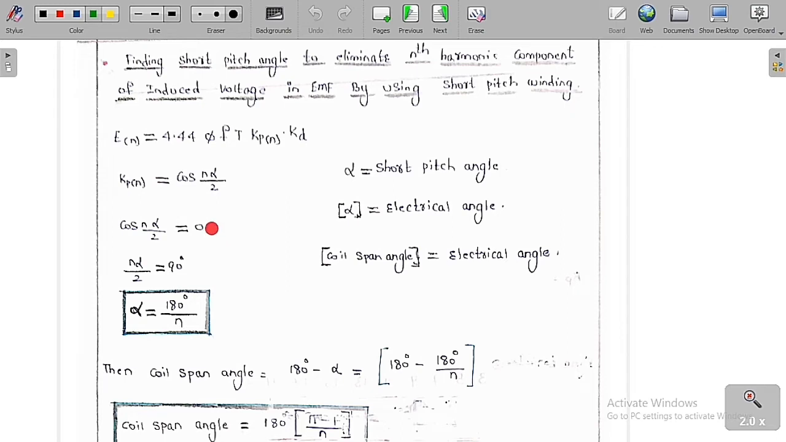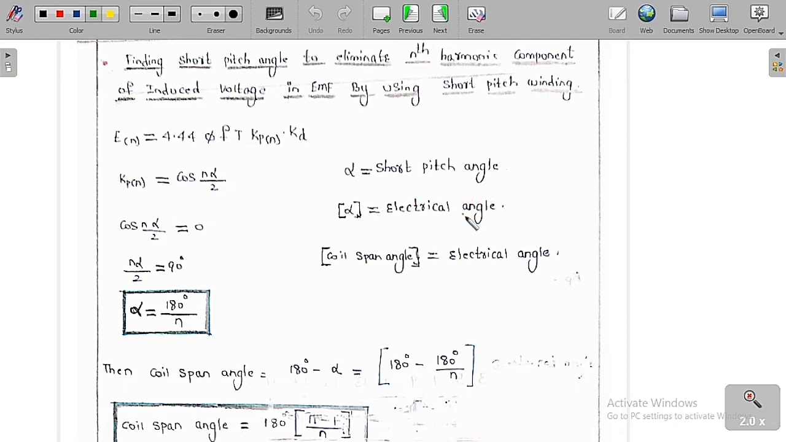Cos is 0 whenever the angle is equal to 90 degrees. So therefore n alpha by 2 is equal to 90 degrees. So alpha is equal to, doing the manipulation, we get 180 degrees by n. Therefore alpha is equal to 180 degrees by n, where alpha is called the short pitch angle. Alpha is basically an electrical angle.